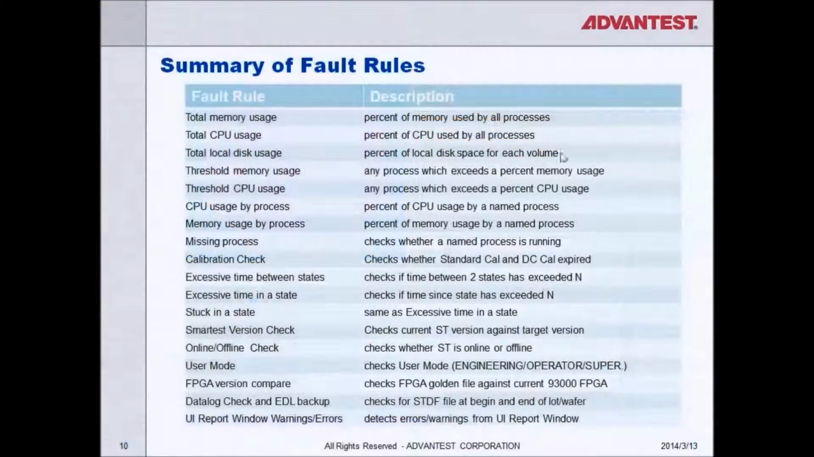So we've showed a few different faults that the fault detector can check. Here's the list of all faults. We have the memory, CPU, disk usage. We have missing processes. You can check if a certain process is running. We can do calibration check. And a really useful one is excessive time between states. If it takes too long, for example, to kick off a lot to fill in the operator information, you could put a 5-minute time limit on that. And if the test cell sits there without that information being entered, it can generate a fault.